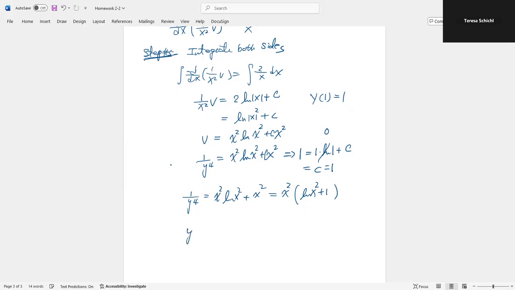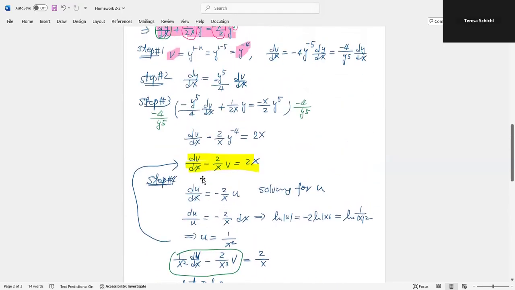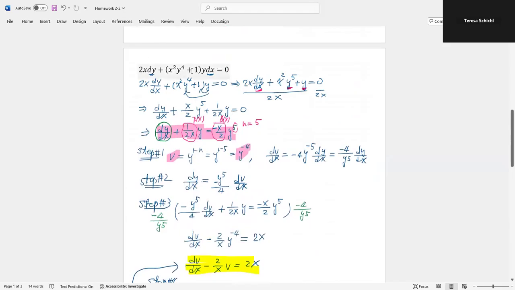So now y to the fourth will just be the flip over. So this is 1 over x squared natural log x squared plus 1. Okay, so if you want to take the fourth power, or you can say this is my solution here. All right, so that's it. And for this one, initially, when you look at the equation, if you manipulate the equation and rearrange the terms, it turns out to be a very nice Bernoulli equation form here.